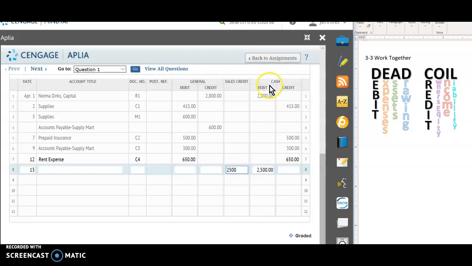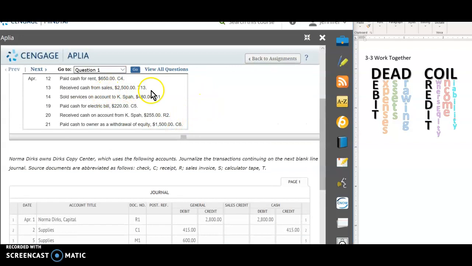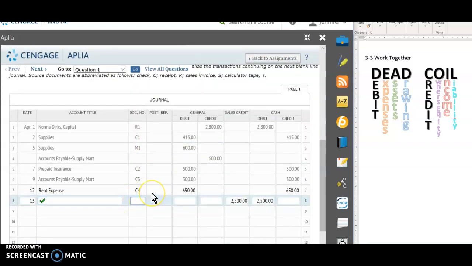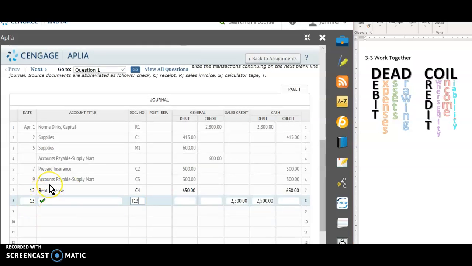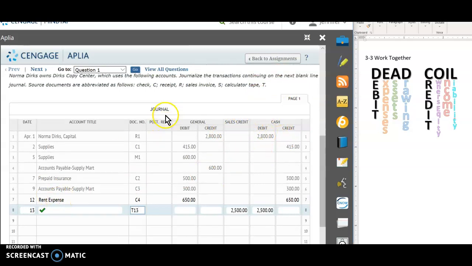Now notice we used cash and we used sales. So we should not be writing any account here. But you can't just leave it blank. So what you do, if you click on that box, there's a down arrow with a check mark. And that check mark means that we used both of the special columns. And our document number was T13. Okay, so that's what you do whenever you have two special columns, sales credit and cash debit.